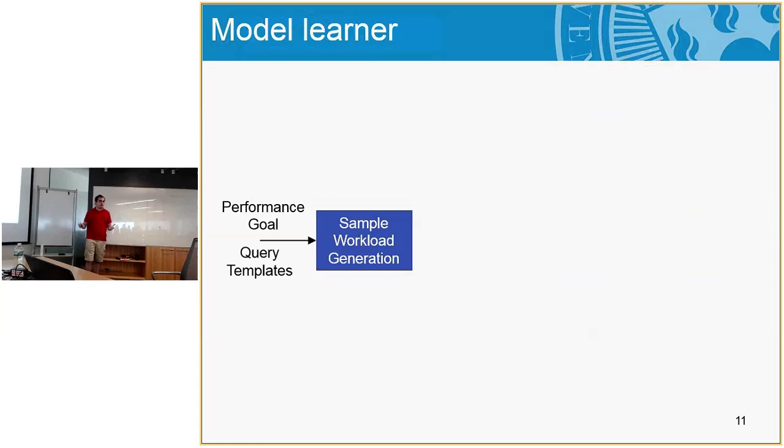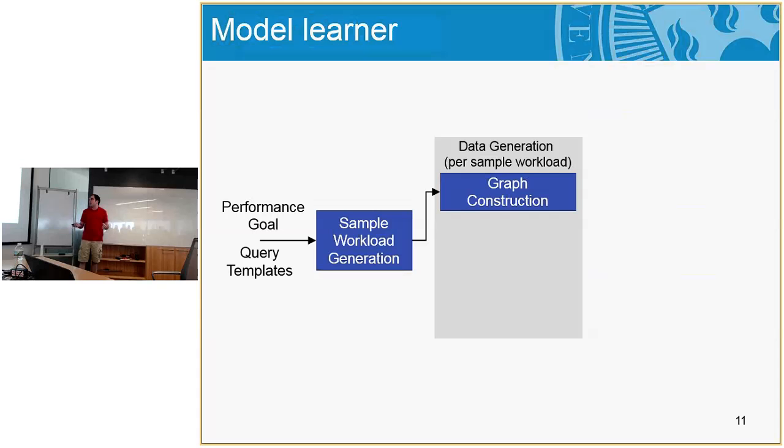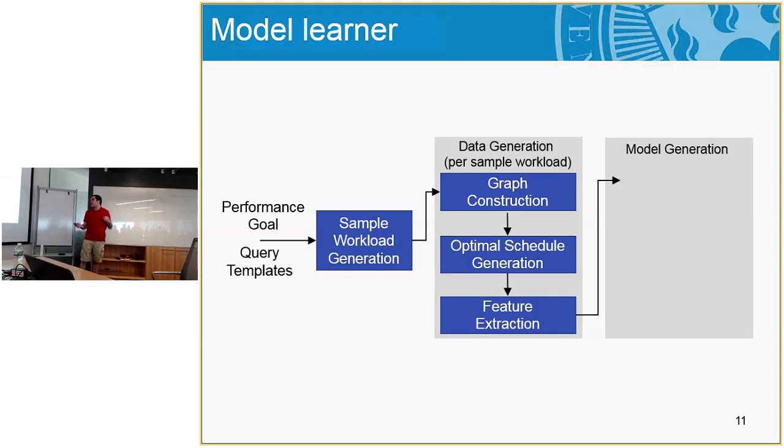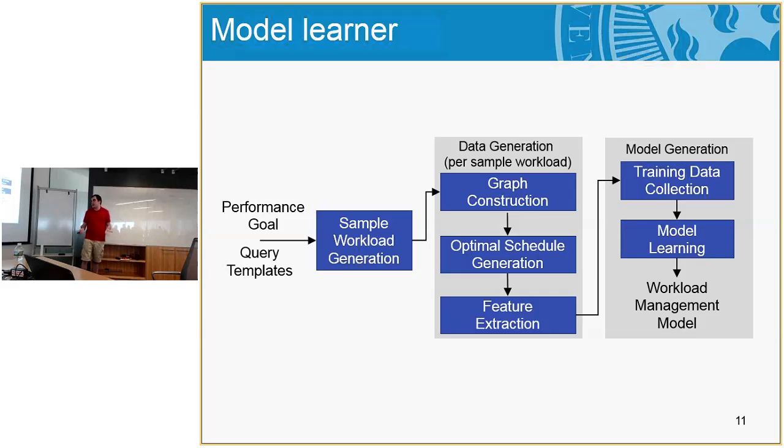So the architecture for the model learner is to take in a performance goal and the query templates, to generate a bunch of sample workloads just by uniform with replacement sampling from the query templates, and then creating data. So the first thing we'll do for each one of those small sample workloads that we create is we'll construct a graph that represents the scheduling problem. We'll generate the optimal schedule by finding the shortest path through that graph, and then we'll extract features from each of the vertices on that graph. After that, we'll throw that all into one gigantic training set. We'll learn a model on it, and that'll become a workload management model that'll look like a decision tree.